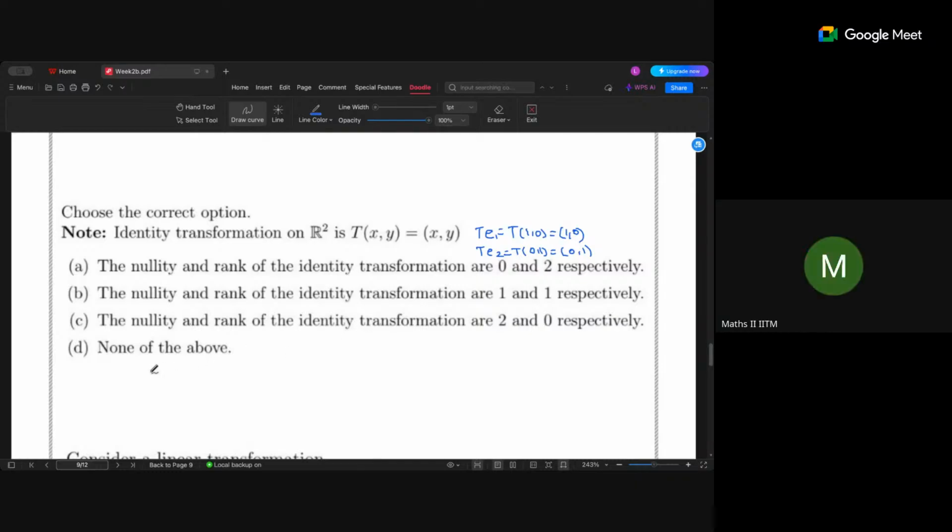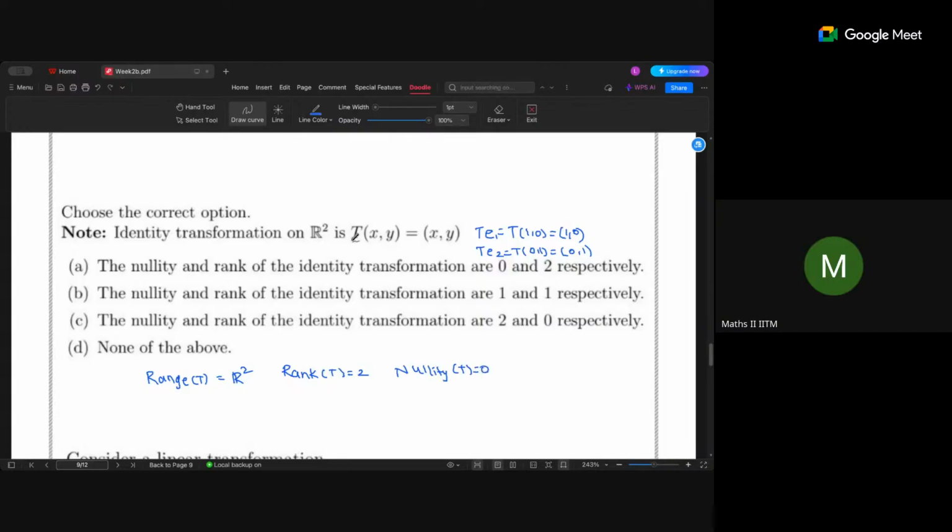Now what is the range of T? The range is R2. If the range is R2, then what is the rank? Rank is 2, not R2. And according to the rank-nullity theorem, the nullity should be 0.